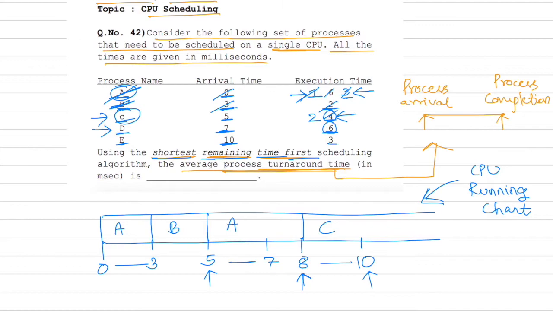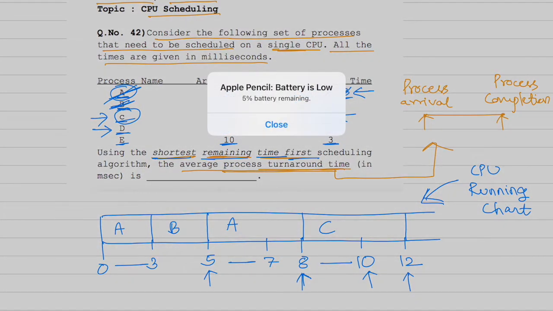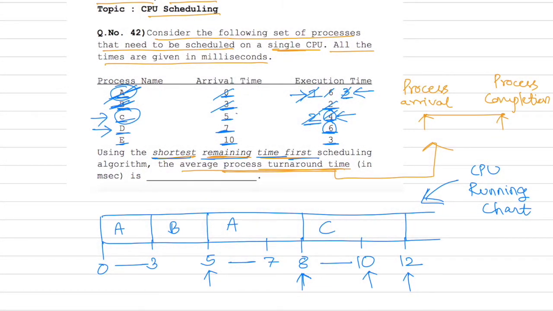We have to check the execution time of E. The execution time of E is 3, which is definitely more than the current process C. So C will continue to execute for another 2 seconds, going till 12. At 12, C gets completely executed and also goes out of the system. So A, B, C are all gone.